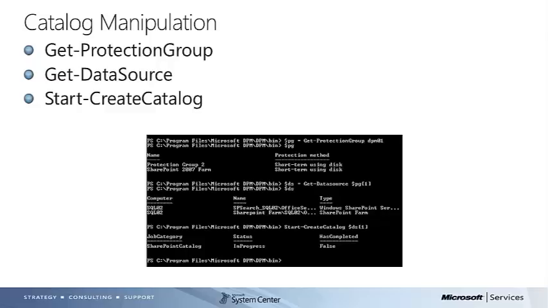And we'll notice that with that $DS we have 2 items, which is the search and the actual SharePoint farm. So the item that we're wanting to run a catalog against is the second item in the list. So we do a start create catalog against $DS with a 1 in brackets, because 1 represents the second item in the array, which again starts with the number 0.